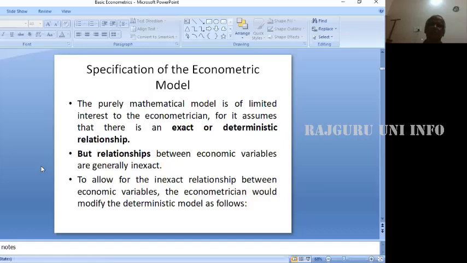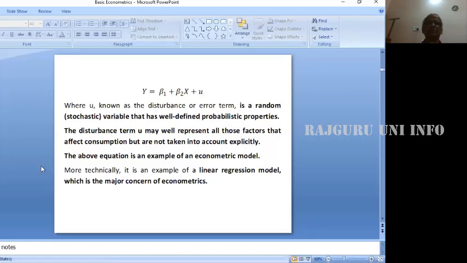And enhances the risk of multicollinearity, etc. So what we do in our econometrics, we put all those variables which also influence Y under a term called error term, disturbance term, or stochastic term. So I rewrite my mathematical model into an econometric model where I add U, that is random term, or stochastic term.